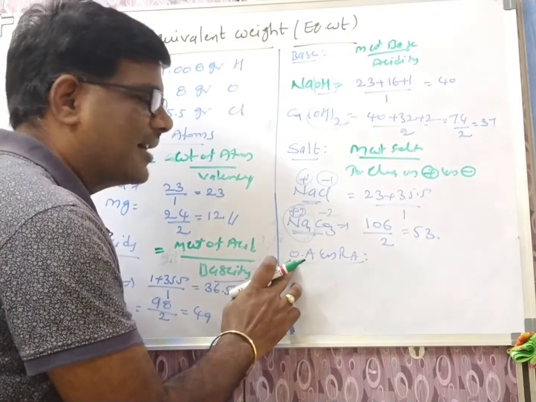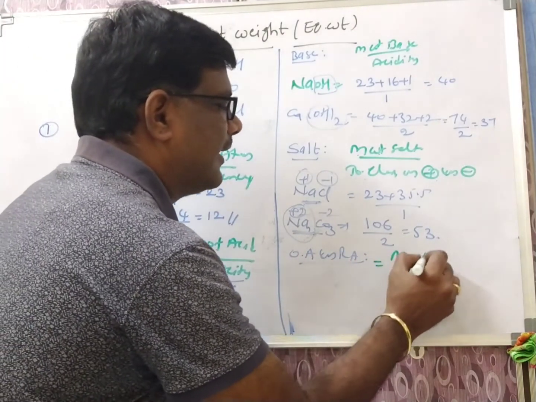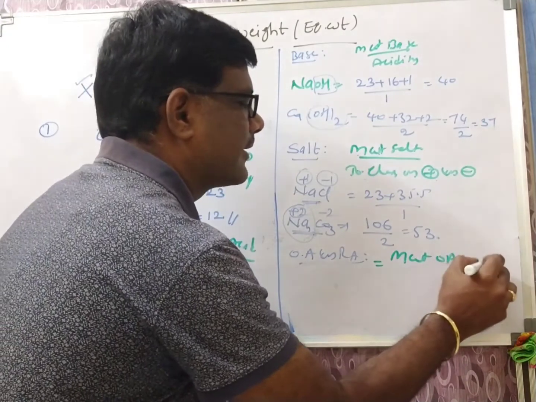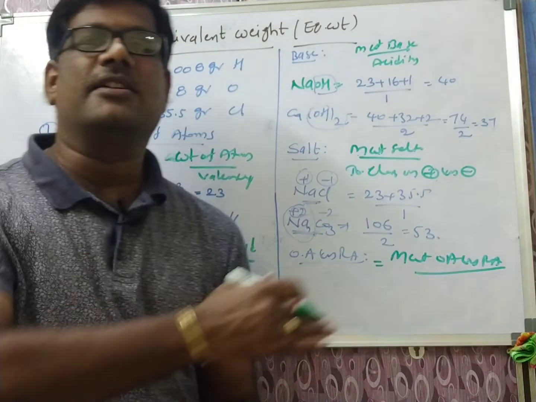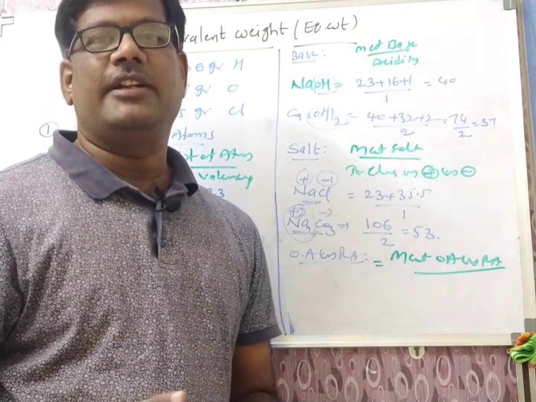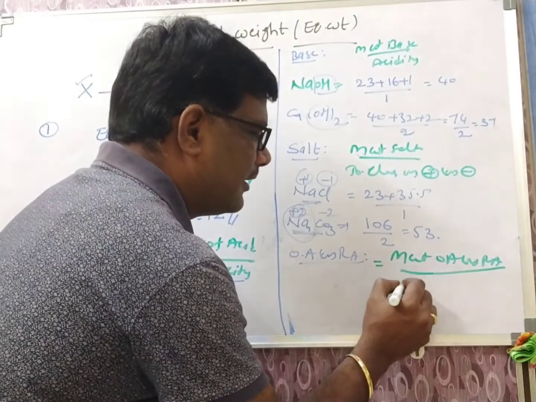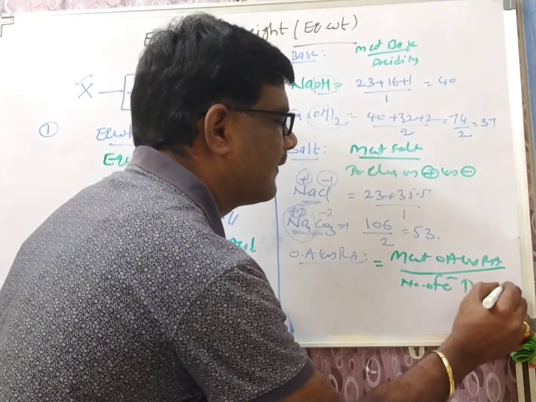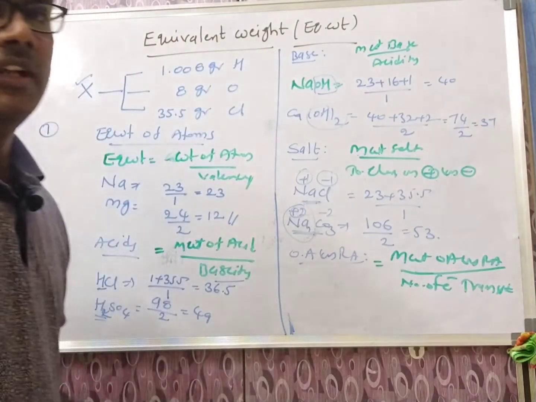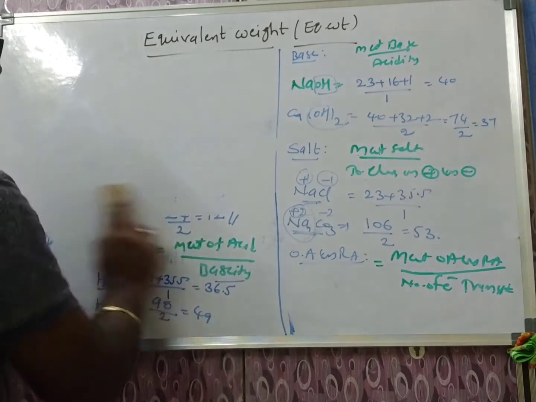Here also, oxidizing agent or reducing agent. That's why the molecular weight of the oxidizing agent or reducing agent. If he gives you the oxidizing agent, molecular weight of the oxidizing agent. If he gives you the reducing agent, molecular weight of the reducing agent, divided by the number of electrons transferred. I will give you some examples here.